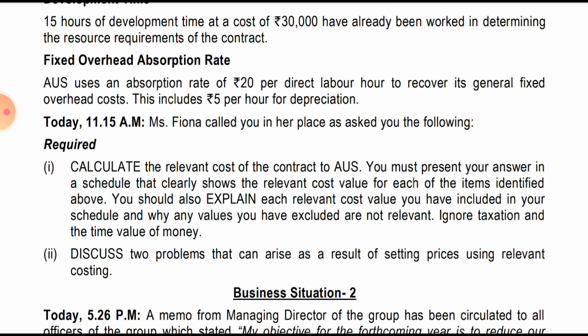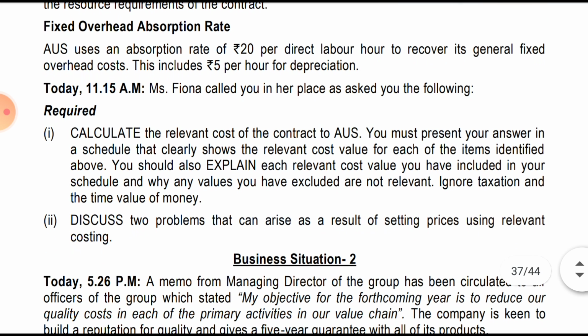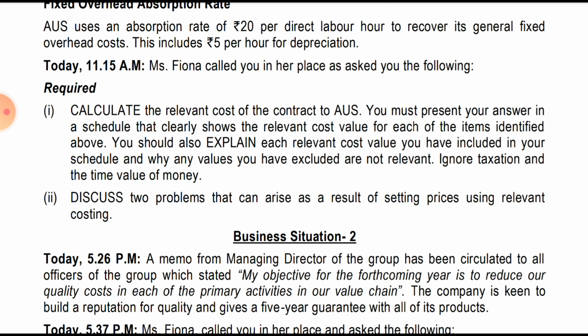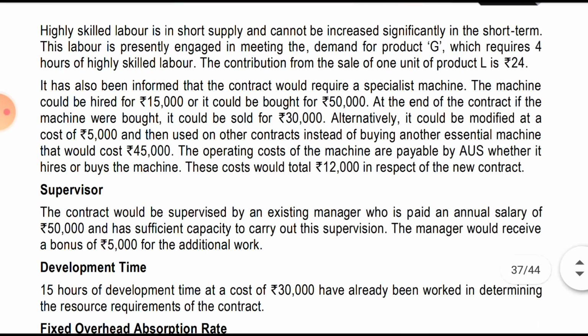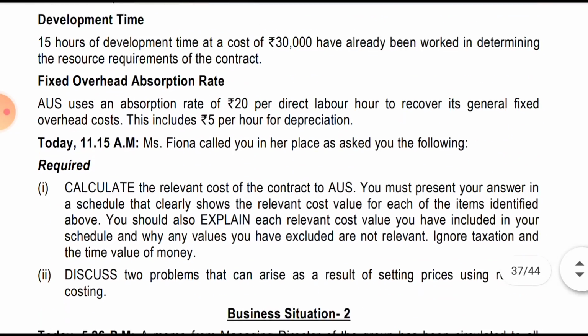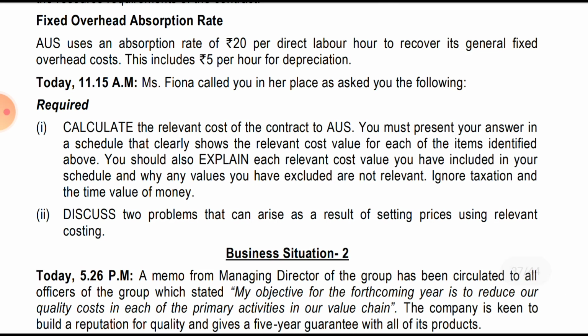Then today at 11:15 p.m. Mrs. Fiona called you in her place and asked you the following. First required part: calculate the relevant cost of the contract, the one which we had discussed, for each component: the raw material, the labor, the supervisor, the depreciation, the allocated cost, the development time, the cost for the machinery. That will be prepared in a tabular format. So calculate the relevant cost of the contract to the AUS.